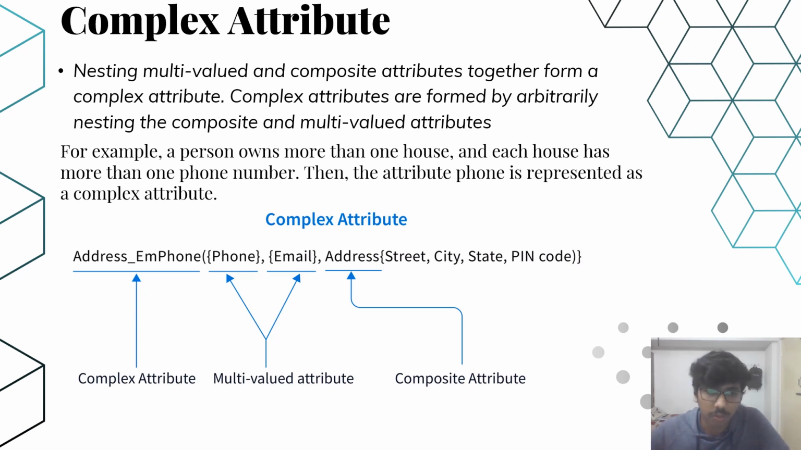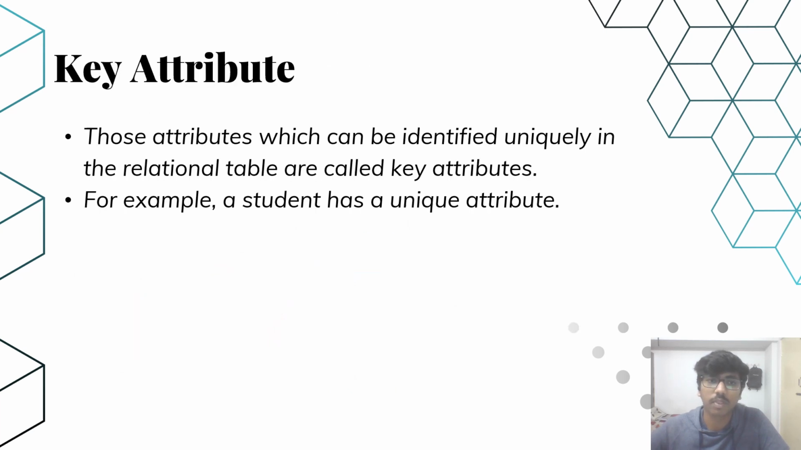So here in the example below, we can see the attribute name, which is address phone, and it contains multiple phone numbers and email IDs. Similarly, address is a composite attribute which is further divided, as we discussed in the first example. A composite attribute is formed of many simple attributes. So address can be further divided into street, city, state attributes. So a mixture of all the other attributes gives rise to a complex attribute.